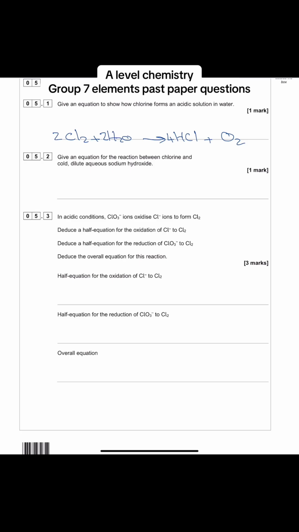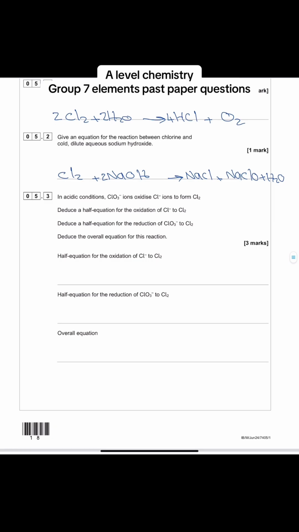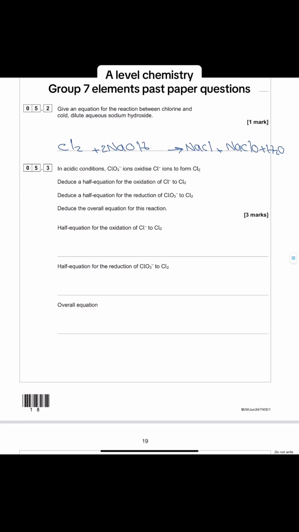Give an equation for the reaction between chlorine and cold dilute aqueous sodium hydroxide. This is a disproportionation reaction where chlorine will be oxidized and reduced to give sodium chlorate one and will give also sodium chloride and water. So now chlorine plus sodium hydroxide, that gives us sodium chloride and sodium chlorate one and water. Again, let's balance this one. So we need 2 of the sodium hydroxide. That should cover everything.